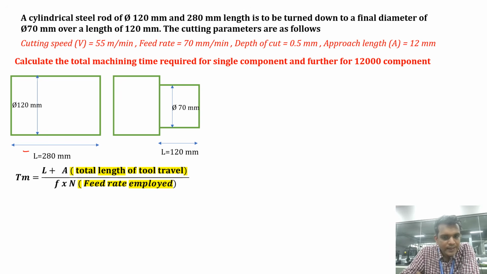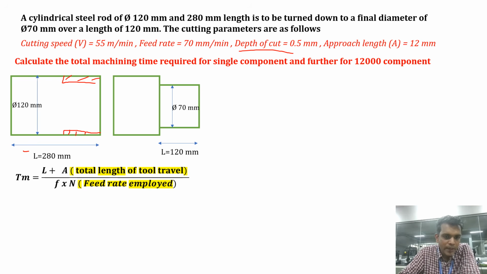The maximum depth of cut allowed is 0.5 mm. When I take a 0.5 mm depth of cut with a cutting length of 120 mm, one cut gets over. When I complete one cut, the total reduction in diameter is 1 mm, since we can think of 0.5 from the lower side and 0.5 from the upper side. So after finishing one cut of length 120 mm, my total diameter reduction is 1 mm.